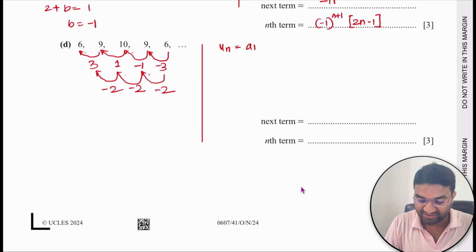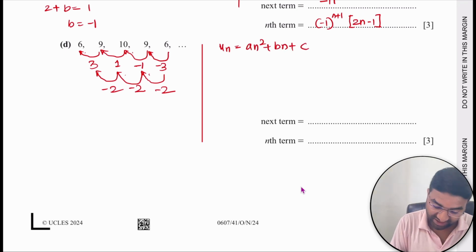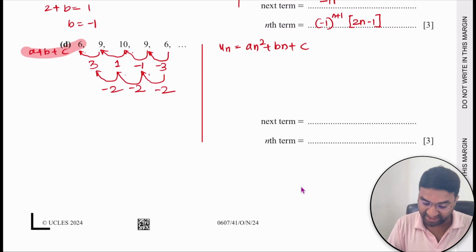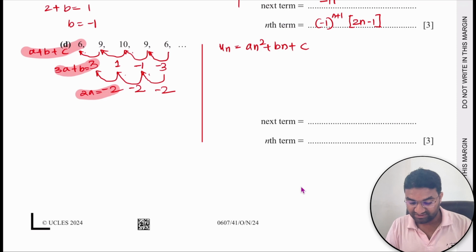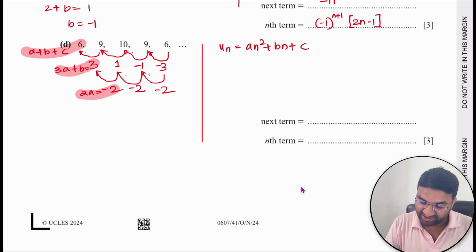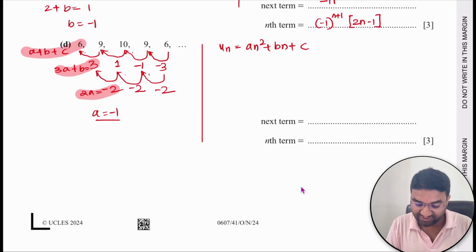So it's an squared plus bn plus c. So you have to compare: a plus b plus c is equal to 6, isn't it? Then 3a plus b is equal to 3 you have to compare, and 2a is equal to negative 2 you have to compare. You will get the a, b and c. So from this equation, 2a is equal to negative 2, what will you get? a is equal to minus 1, isn't it?